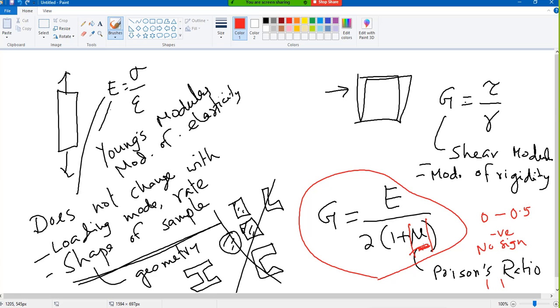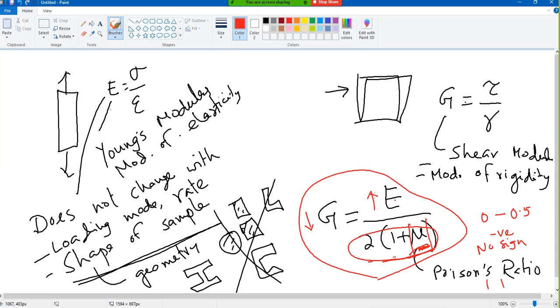Whatever you insert here, this portion is more than 1. We are dividing E by a value more than 1. That means G is always smaller, E is bigger. This question is also in your MCQ test. Whatever question is in your MCQ test, I tell it sometimes somewhere. So if you do not follow it, you will feel lost.